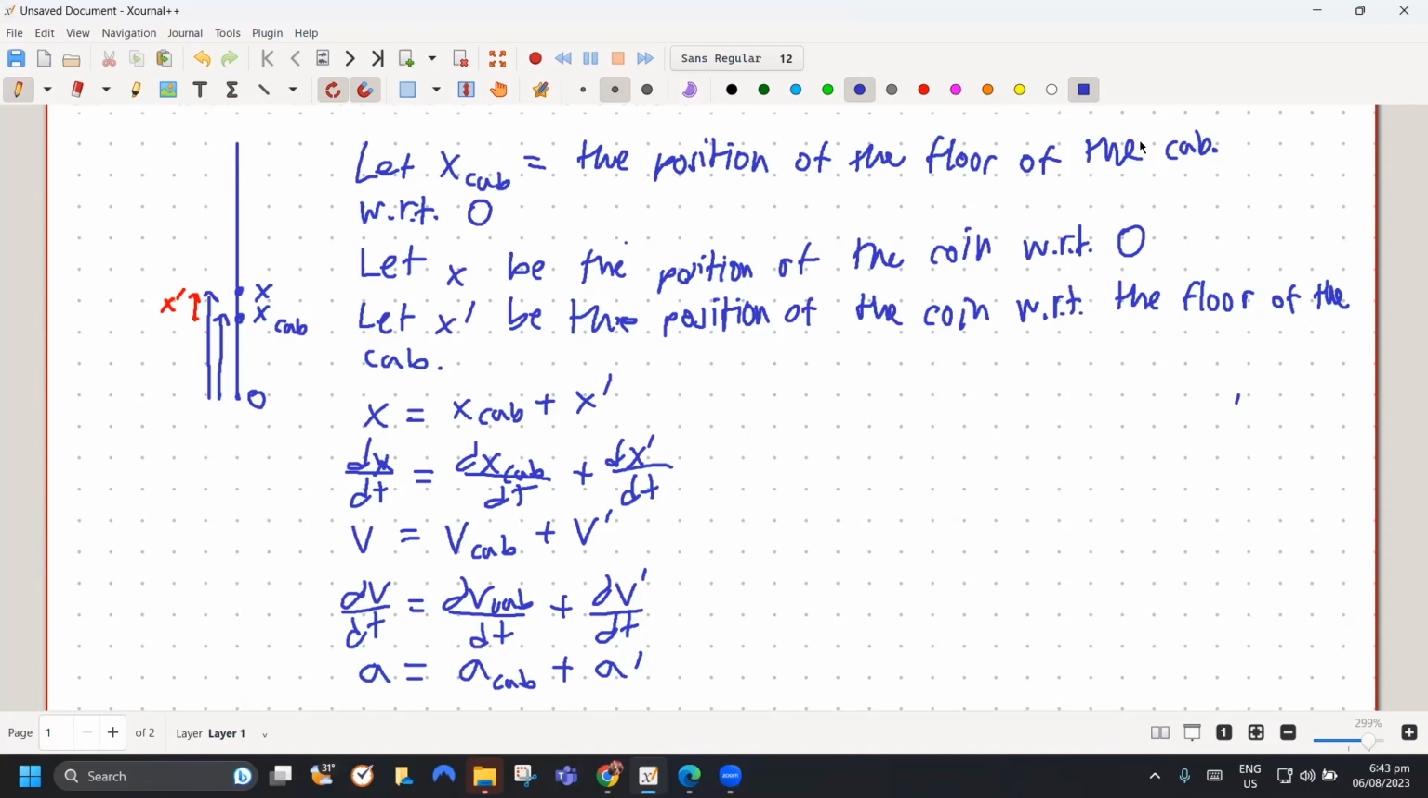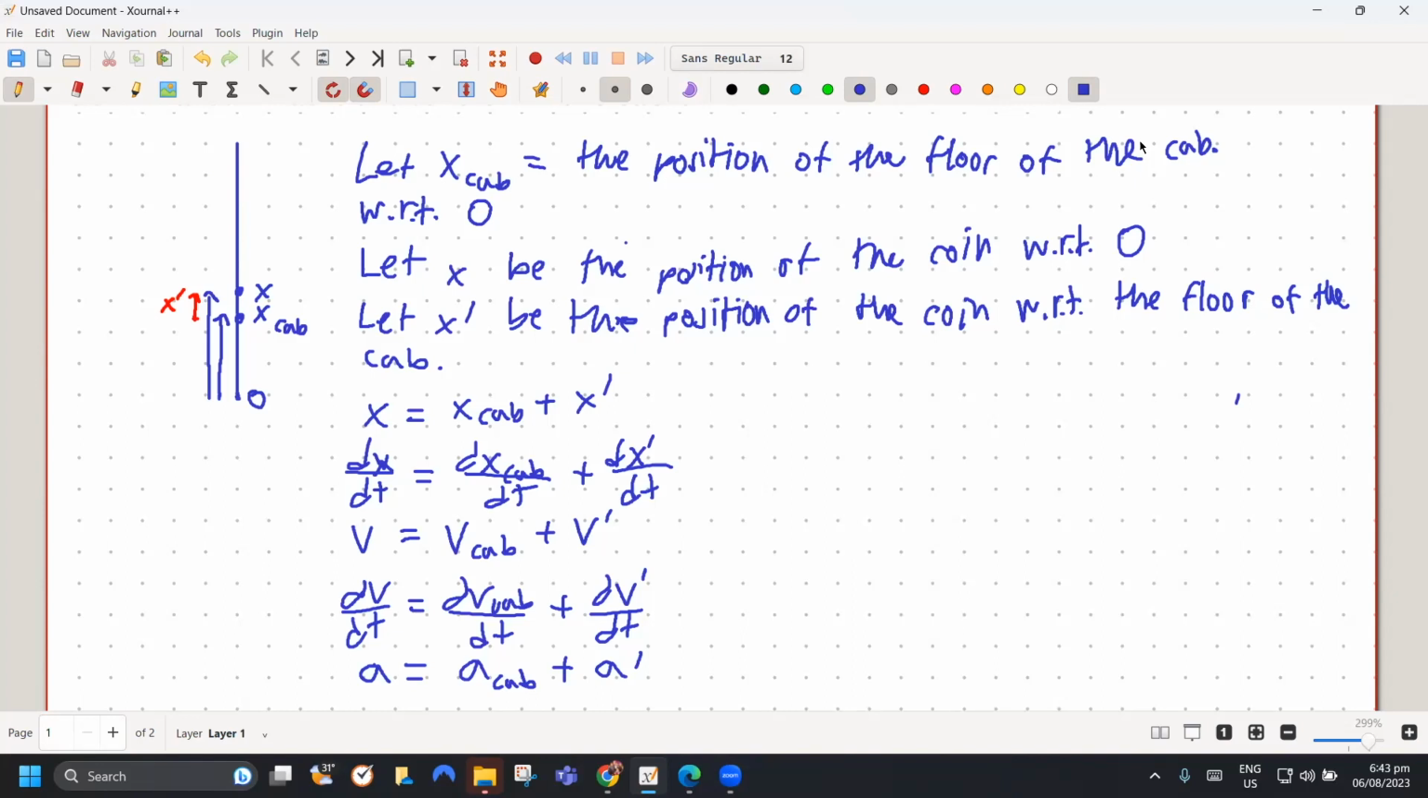So what is A again? The acceleration of the object as measured with respect to the ground is negative 9.8. A prime, which is the acceleration of the object measured within the cab, using the floor of the cab as the reference, is 0.